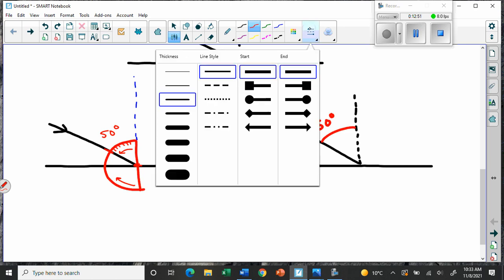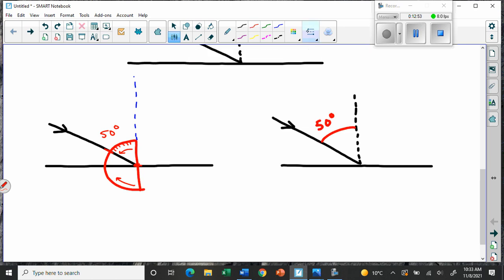Okay, so now we take our protractor and we flip it and we place it this way. Flip it over on the other side of the normal like that. Put that right in the middle. And then we count over here to 50. And we make a tick at 50 degrees on the paper. Right? Look at the protractor, make the tick at 50 degrees.